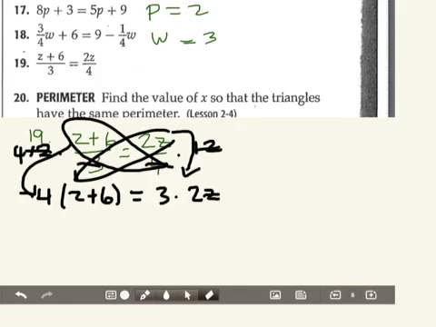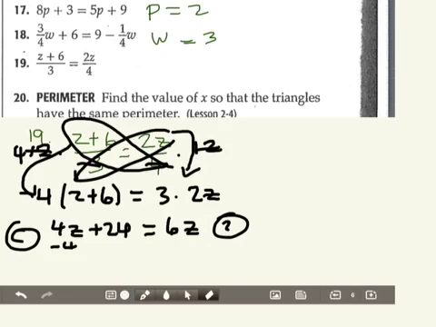All right, with that in mind, we're going to distribute through. We get 4z plus 24 is equal to 6z. I'm going to choose this side for my z's and this side for my constants. So I'm going to add the opposite. I'm going to add a negative 4z to both sides to get rid of the z terms on that side. 24 is equal to 2z, and clearly z is equal to 12.